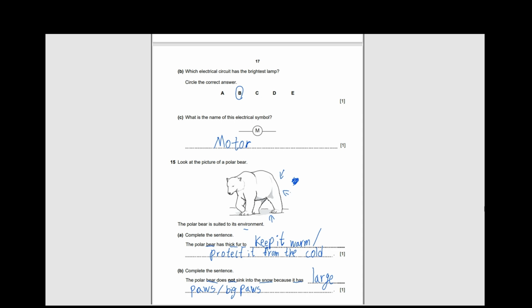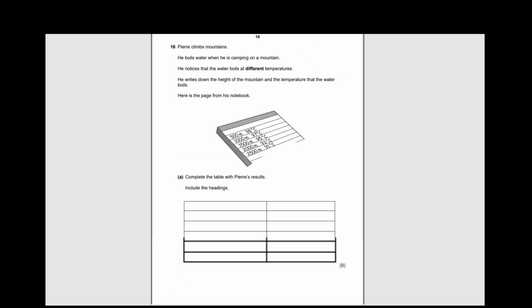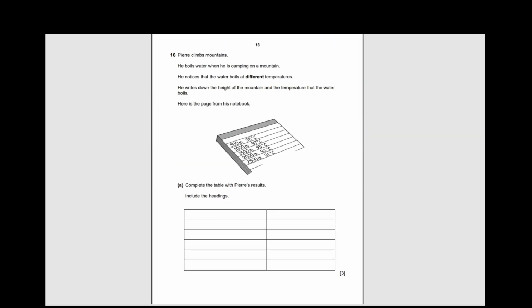Moving on to the next question. Pierre climbs mountains. He boils water when he is camping on a mountain. He notices that the water boils at different temperatures. He writes down the height of the mountain and the temperature that the water boils.